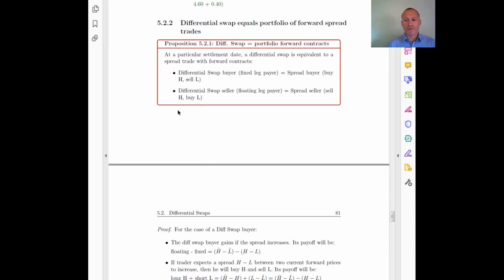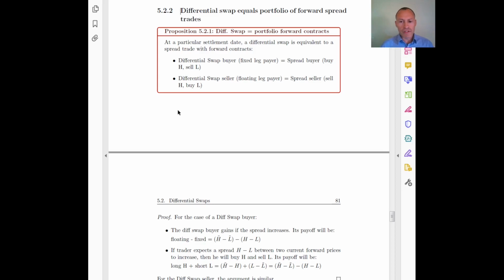Second result, which is important: the first proposition that we saw was that a swap is a portfolio of forward contracts, and here the result is very similar. A differential swap is still a portfolio of forward contracts, or more precisely, a portfolio of forward spread trades. We talked about spread trades when we talked about forward contracts. When we're trading a spread, we are trading two different contracts, going long in one and short in the other.